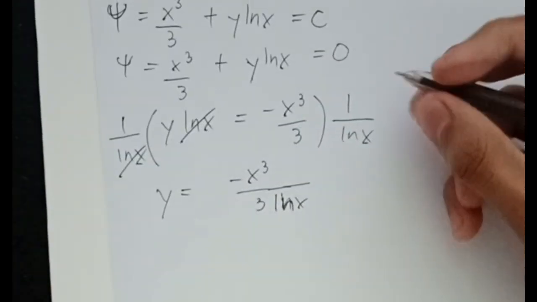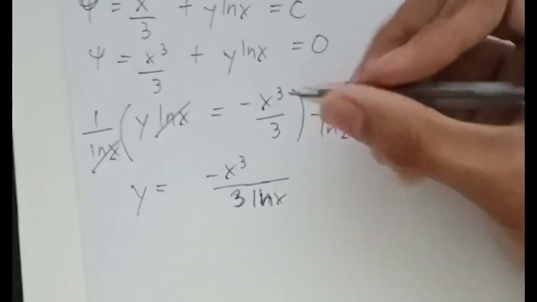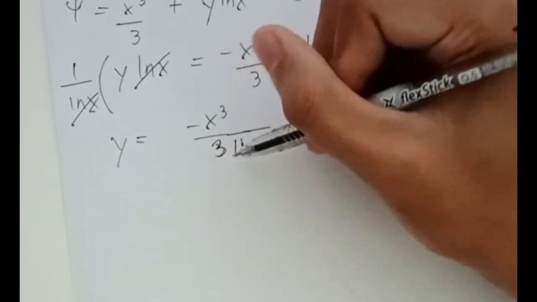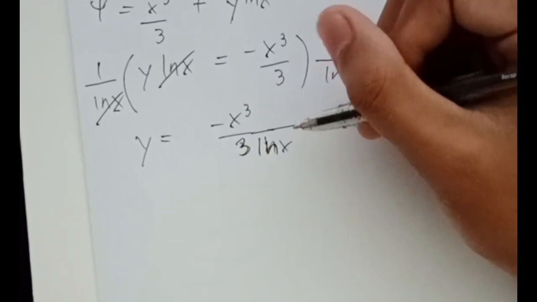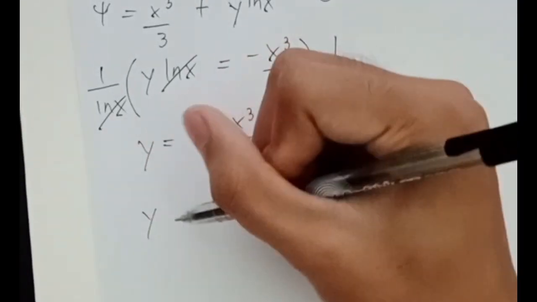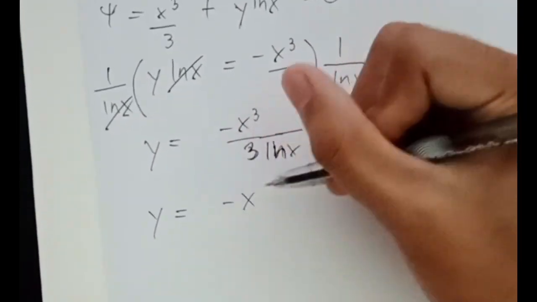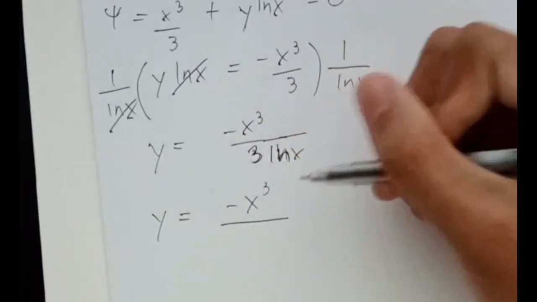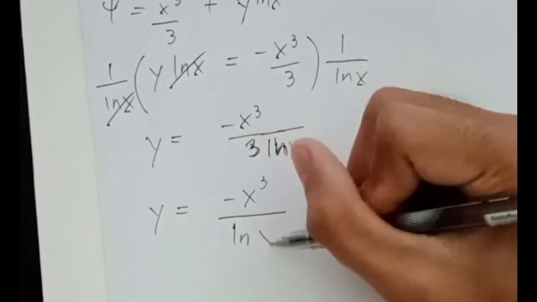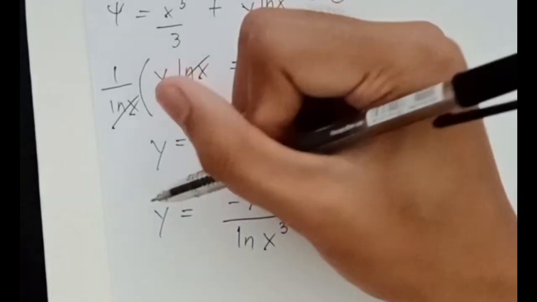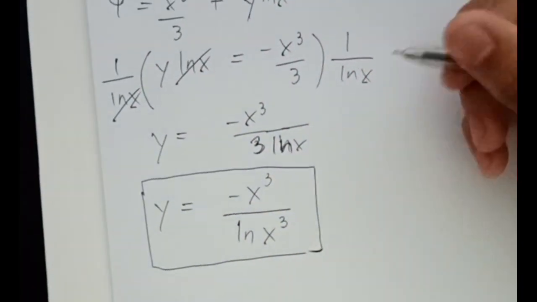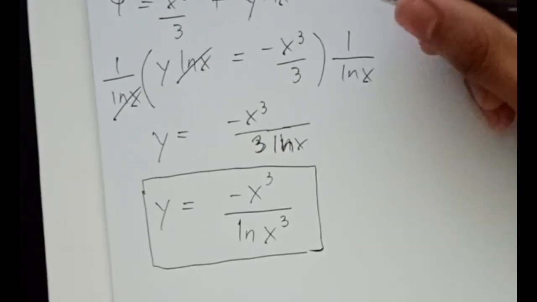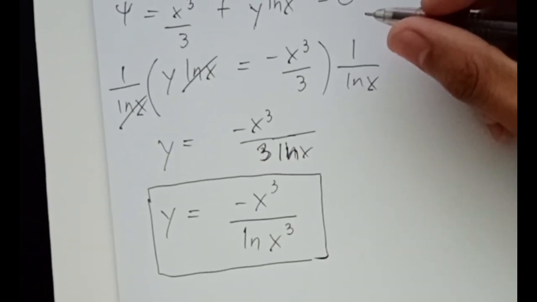The property of natural log is that the constant in front of it can become its power. So the final answer will be y is equal to negative x cubed over ln of x cubed. So this is our final answer. Just remember that x must be greater than 0 to have no undefined answer.